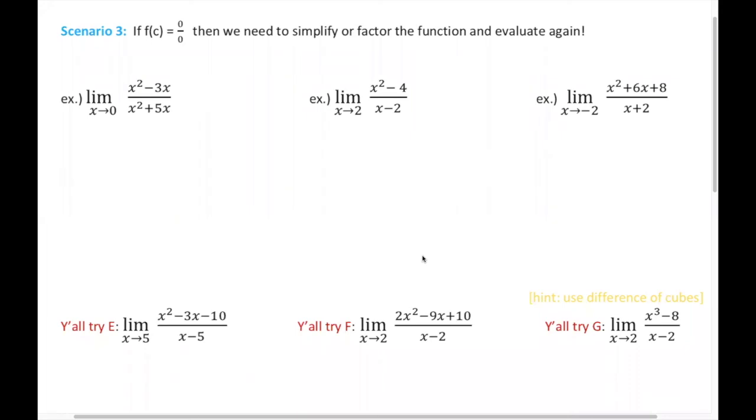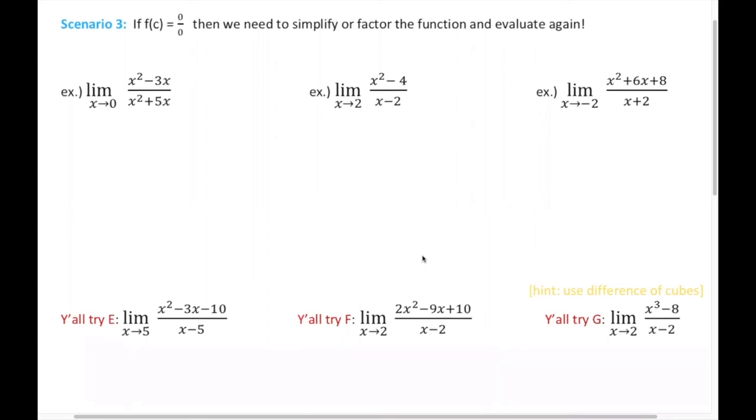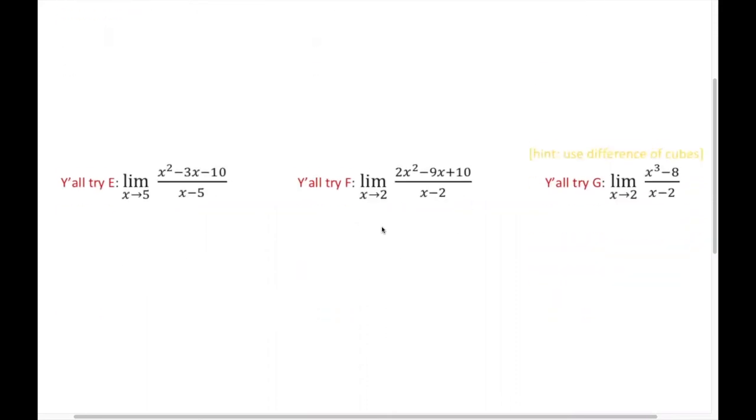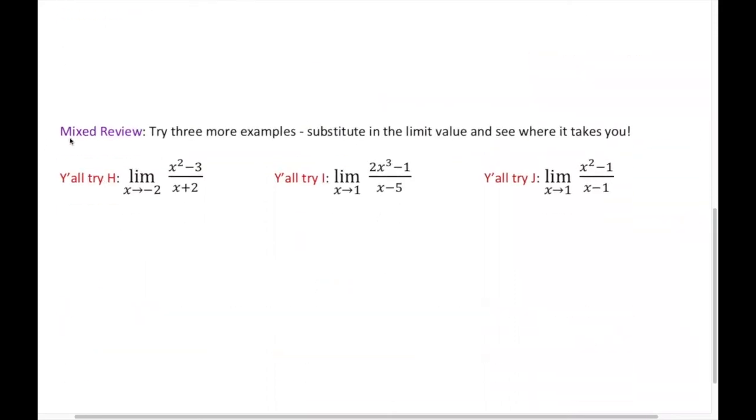At this point, my friends, we have reached the end of my tutorial video. So what I'd like you to do now is try E, F, and G, which are 3 examples of scenario 3 where you should get 0 over 0. Please show your work and go through all the steps exactly like I've modeled for you. And when you're done with that, I want you to do mixed review, 3 more examples: substitute in the limit value, and then see where it takes you. It's either going to be scenario 1, 2, or 3.